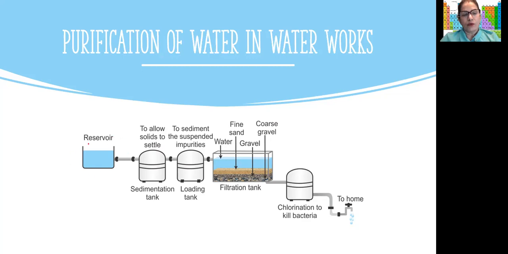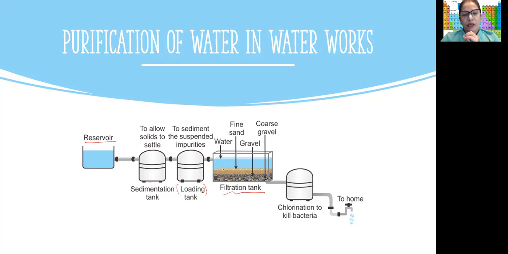So from the reservoir, what is happening? The reservoir is connected to a sedimentation tank, to allow the solids to settle down in the water. Then there is a loading tank, where the suspended impurities, whatever suspended impurities are there, again settle down. Then the water, minus the solid sediments, goes into the filtration tank.